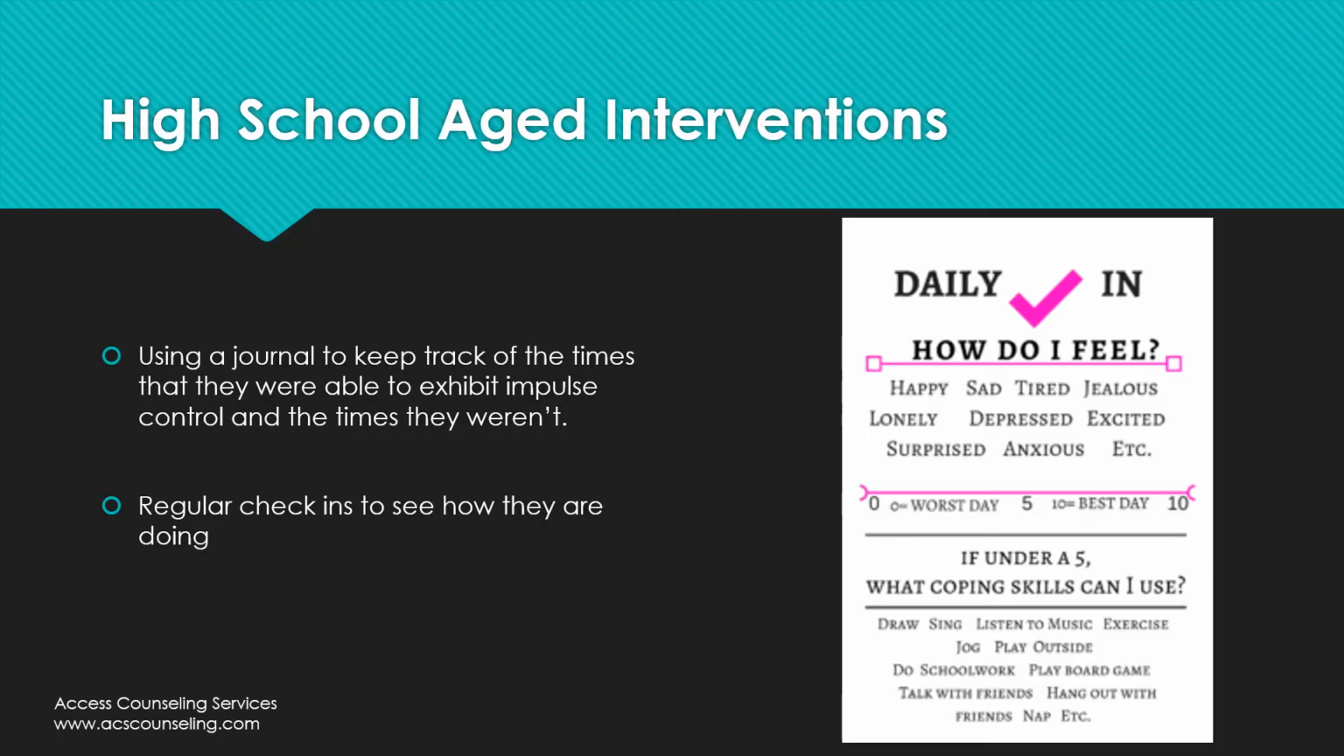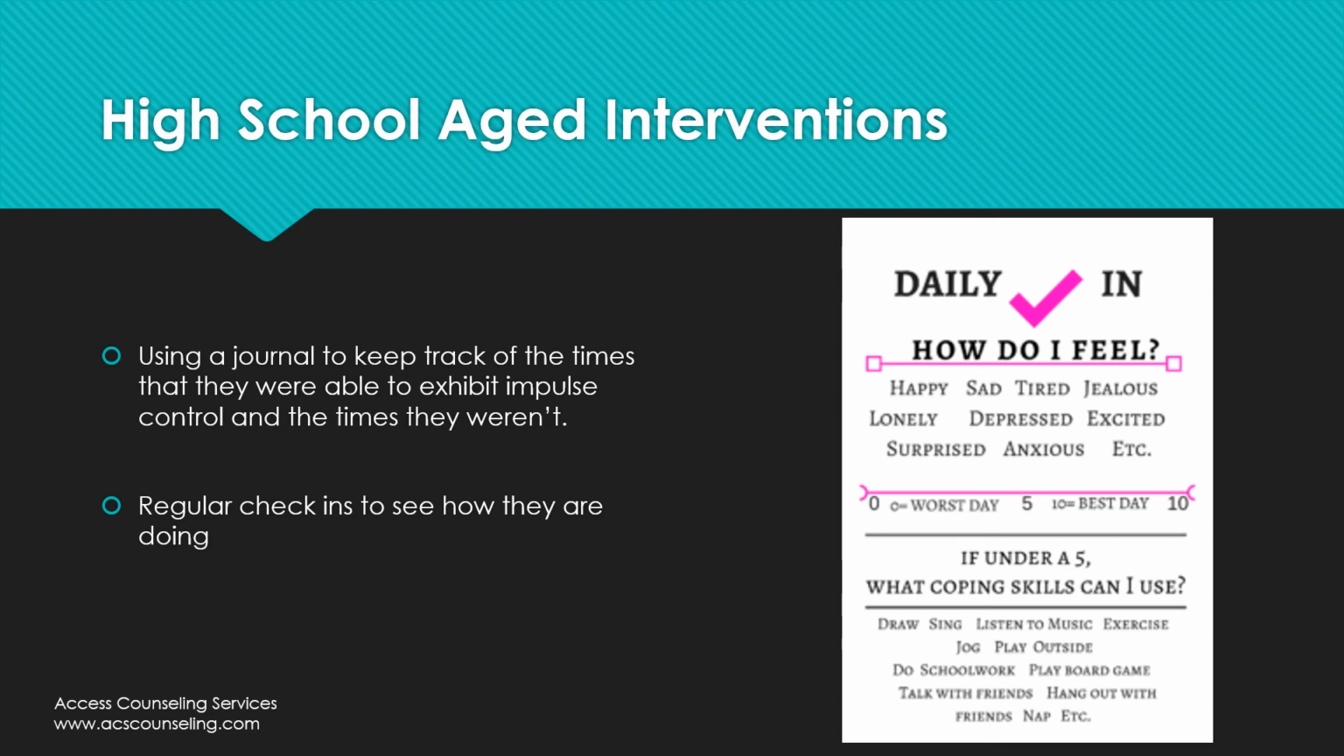And then this slide is high school age interventions. One of them could be using a journal to help keep track of the times that they were able to exhibit impulse control or the times they weren't. So the student could write down certain situations that they maybe had a conflict with another student, and it could be a situation where the other student said something to them that really triggered them and made them angry and upset, and instead of stooping to their level and getting angry back at them, they chose to take the high road and just brush it off and walk the other way, or they could have stooped to their level and said something else negative and gotten in trouble.